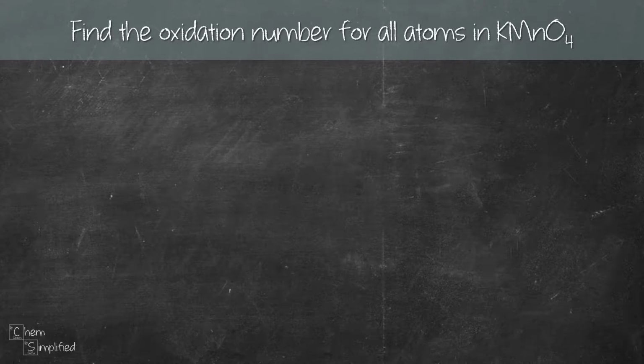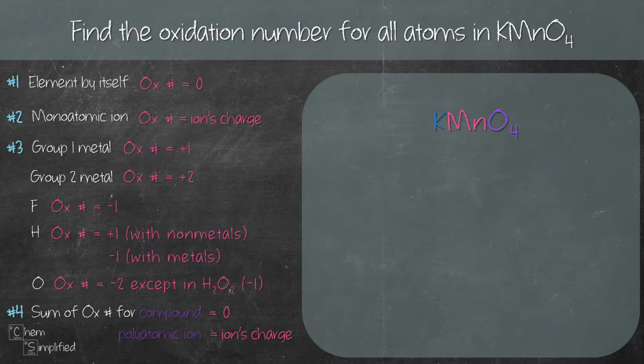We're going to find the oxidation number for all the atoms in potassium permanganate, KMnO4. There are three types of atom in this compound, which are K, Mn, and O, and we can easily find their oxidation numbers using these rules. According to rule number 3, the oxidation number of O in a compound is -2. So we've just found the oxidation number for O. Now, what about K and Mn?